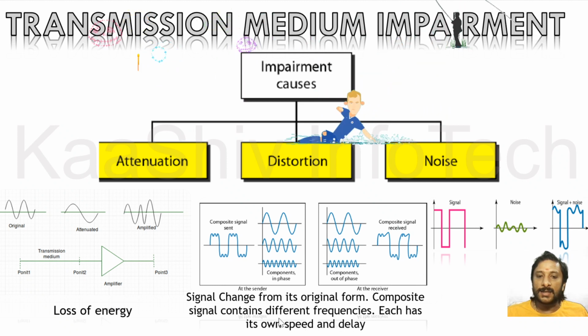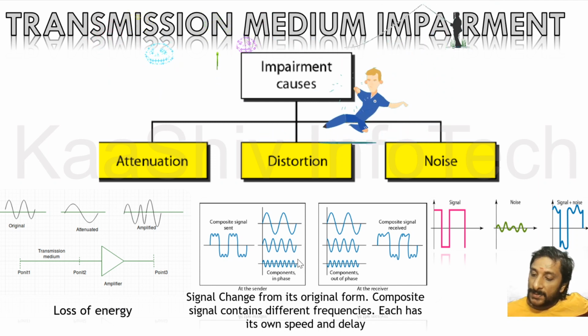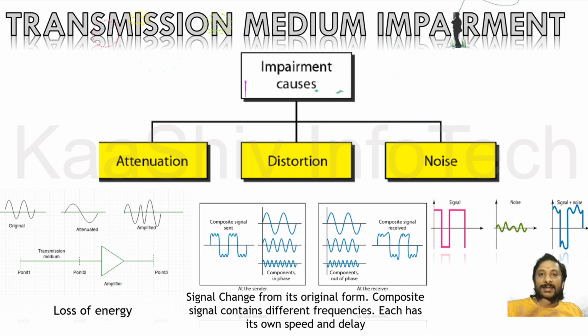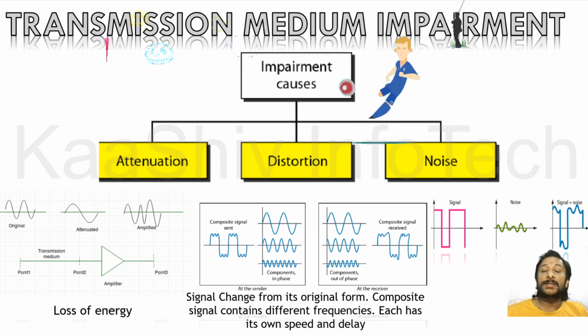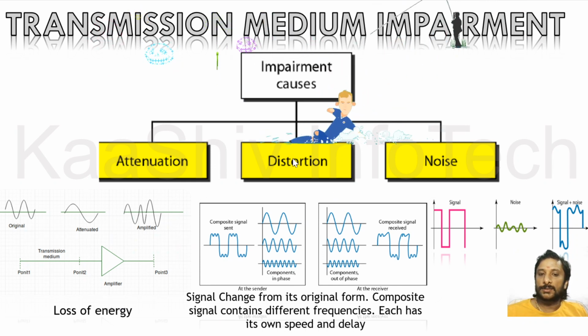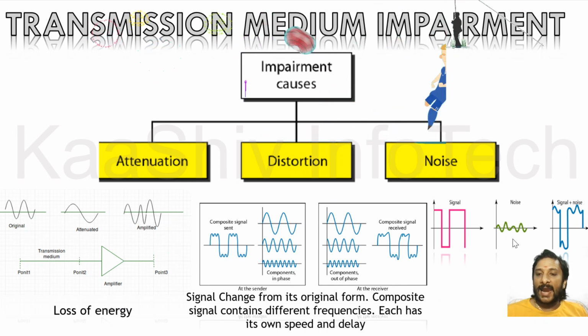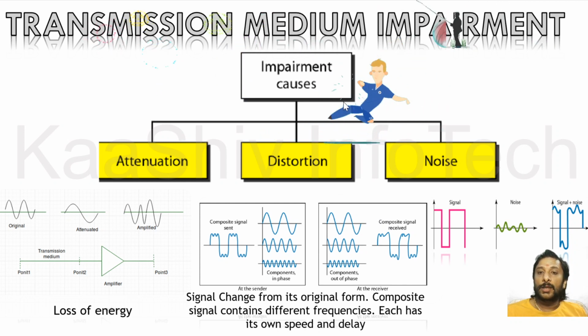The composite signal contains different frequencies. Each has its own speed and delay. Sir, I want to send multiple signals at a shot, sir. Then there is a problem, and confusion happens because multiple signals merged. That is called distortion. And then noise, the adding of additional things which will disturb the signal. So these are very, very important factors and impairments you should consider, and you should be really careful in sending the data.